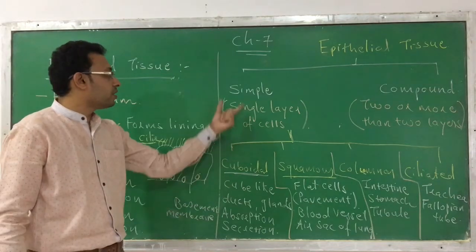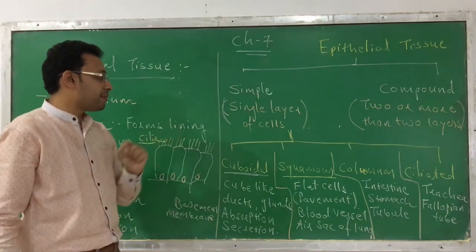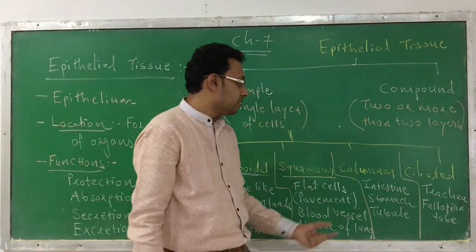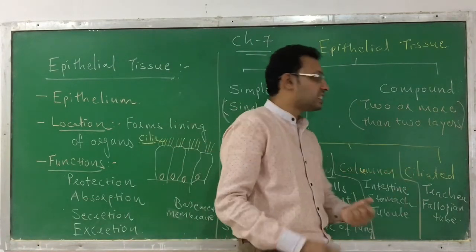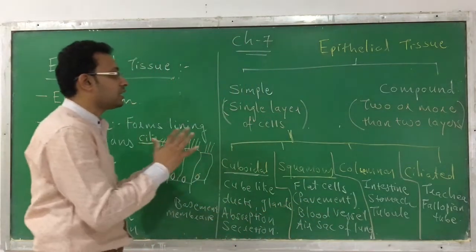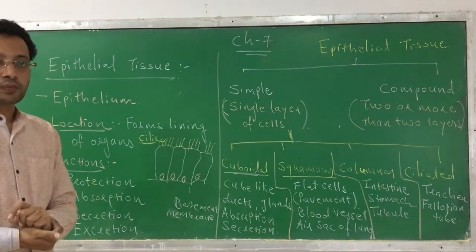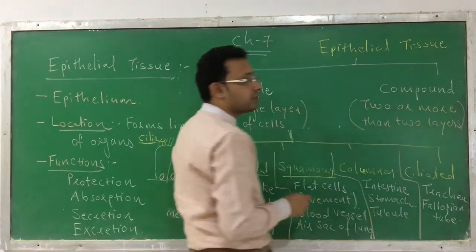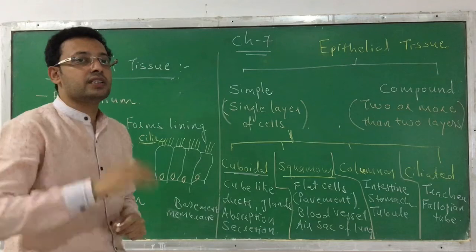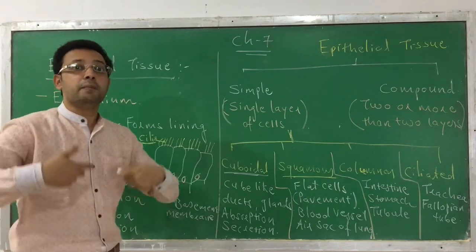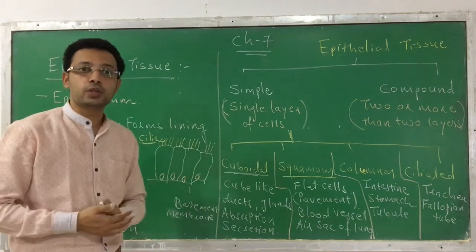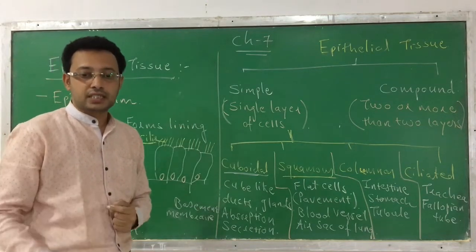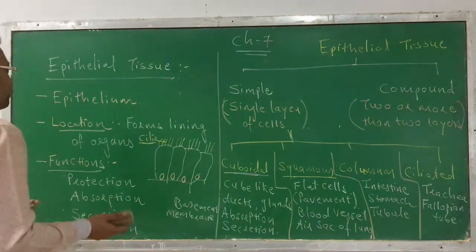So these are the 4 different types of simple epithelial tissue: cuboidal epithelium, squamous epithelium, columnar epithelium, and ciliated epithelium. So this is about simple epithelial tissue. Now the other kind of epithelial tissue is the compound, which does not consist of one layer. It consists of many layers, 2 or more than 2 layers in the case of compound epithelial tissue. So let's discuss the characteristics of this compound epithelial tissue.